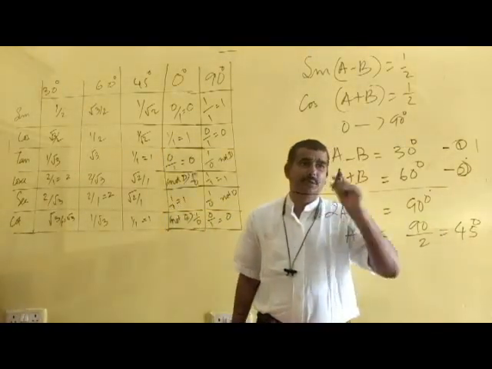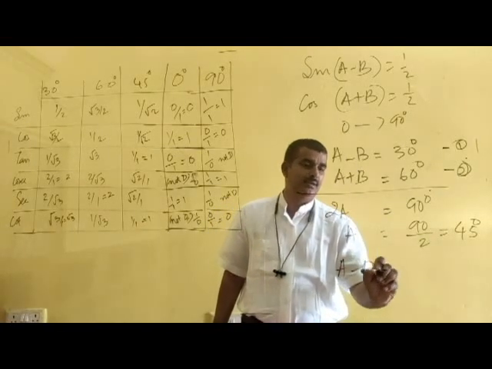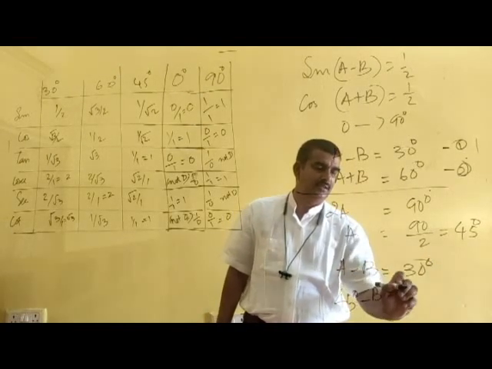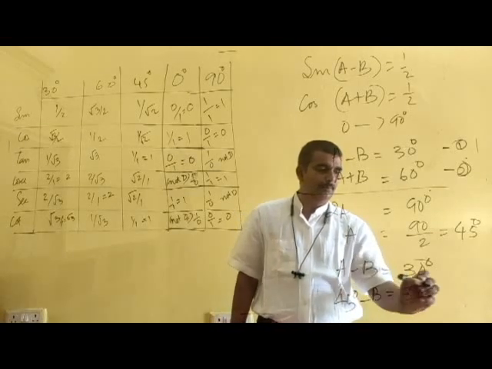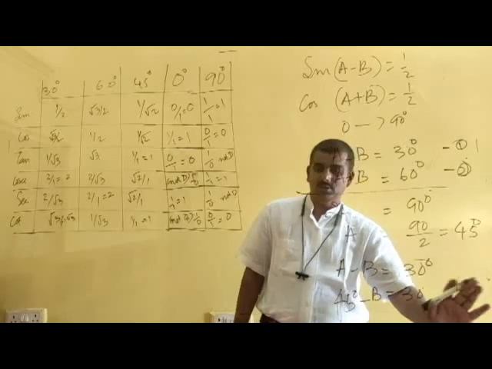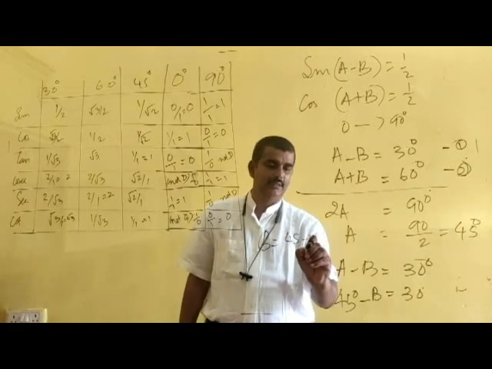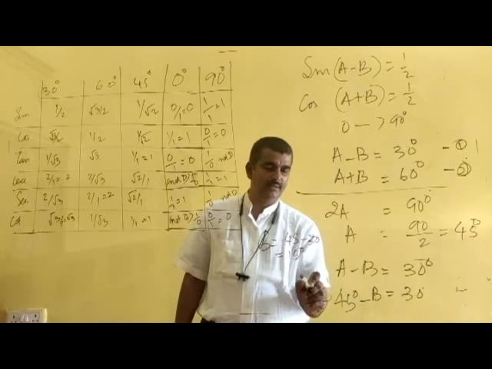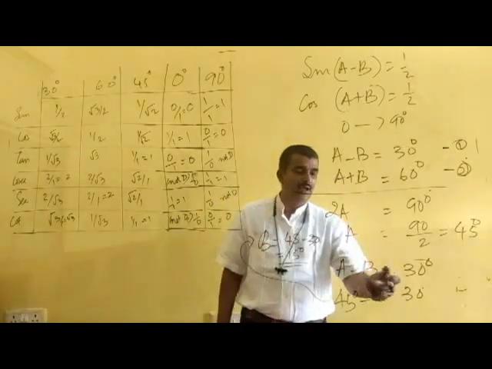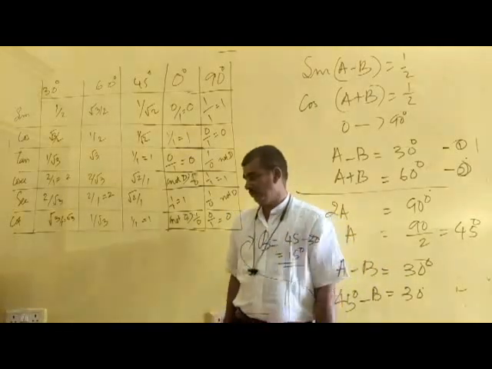Then A is equal to 45 degree. Then I shall write here A minus B is equal to 30 degree. Then A is 45 degree, so 45 minus B is equal to 30 degree. B is equal to what? 45 minus 30, that is equal to 15 degree. Just like that, you can find B is equal to 15 and A is equal to 45 degree. So this is the solution for the same question.